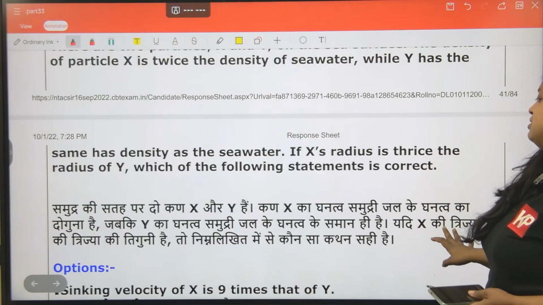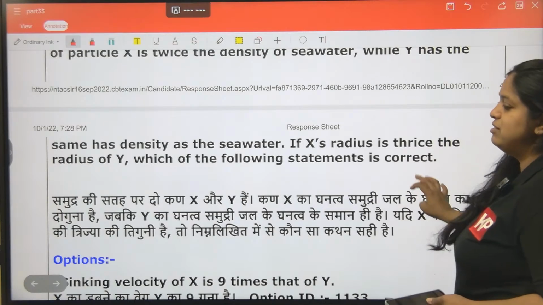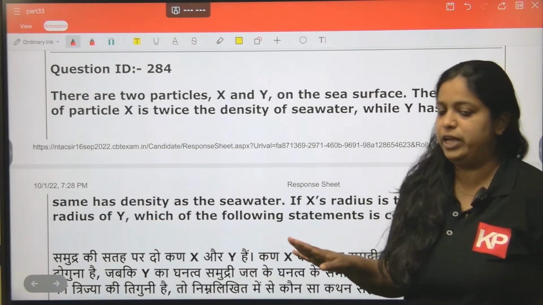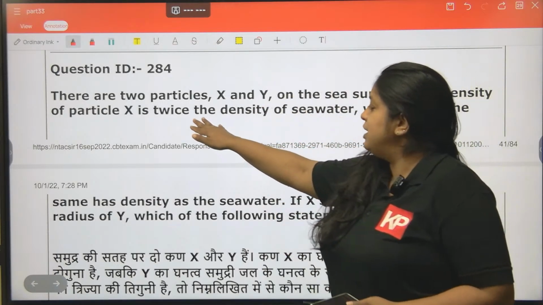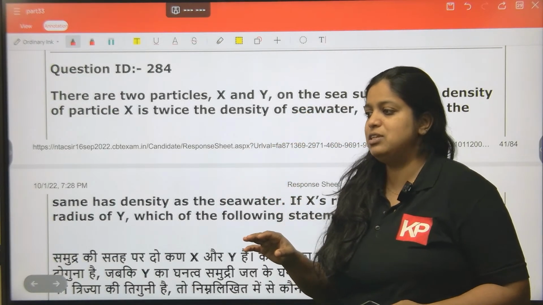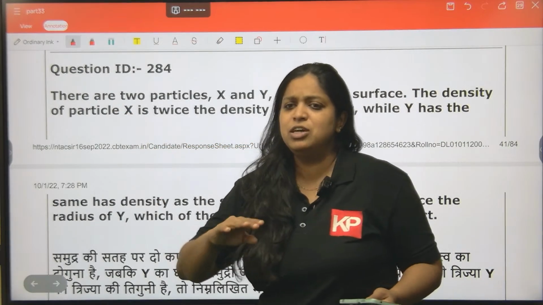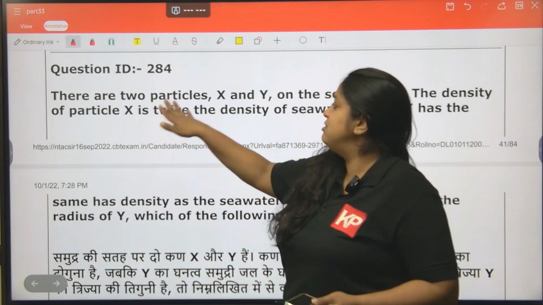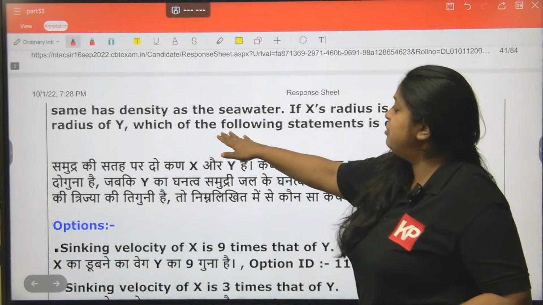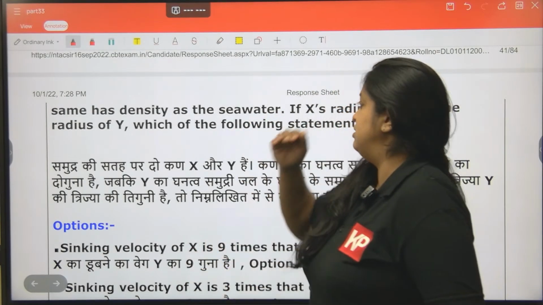If X radius is thrice the radius of Y, which of the following statements is correct? There are two particles on the sea surface, X and Y. The density of particle X is twice the density of seawater. So if the density of seawater is ρ, the density of particle X is 2ρ. Y has the same density as the seawater.